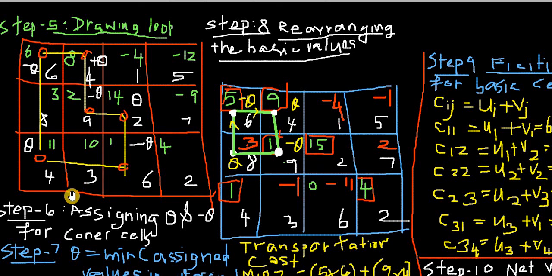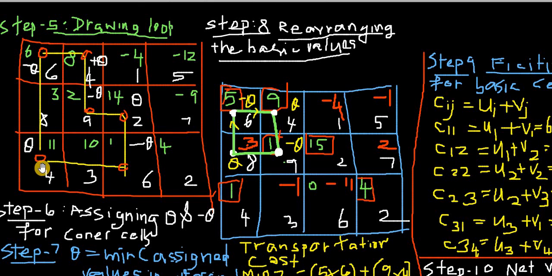And now comes step number 6. According to Moody's method, step number 6 says that we have to assign theta and minus theta for corner cells of the loop. We have to assign theta, minus theta, theta, minus theta alternatively to the corner points. But where to start? We have to start at the maximum positive net value. At the maximum positive net value, we have to start assigning theta.